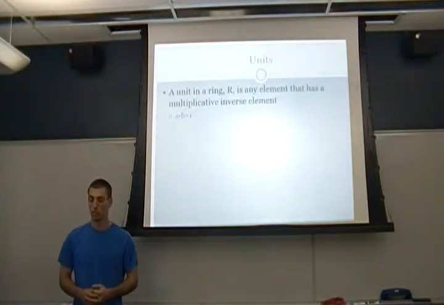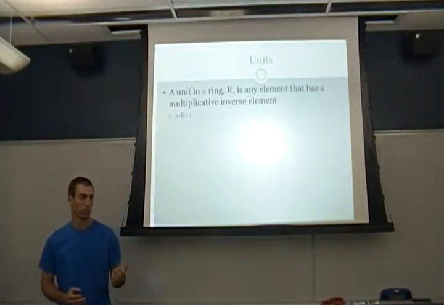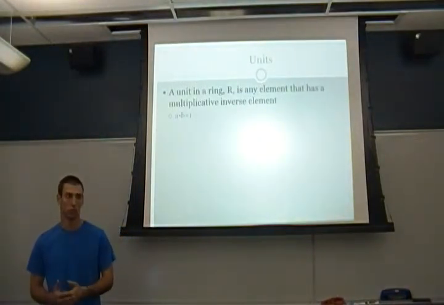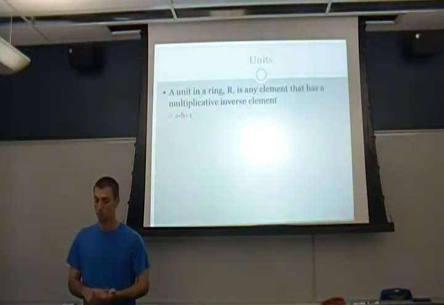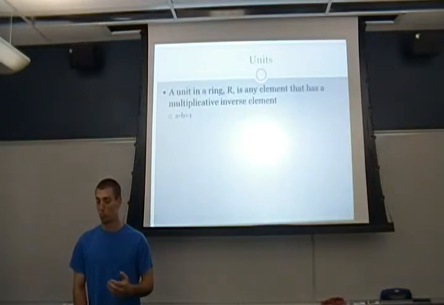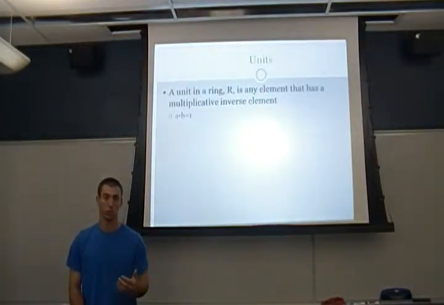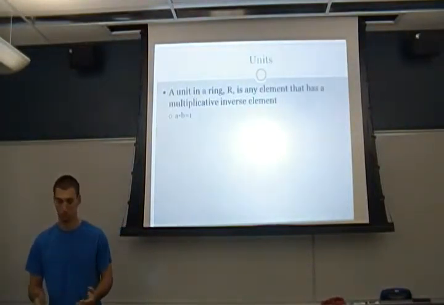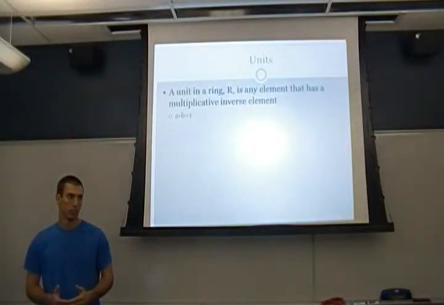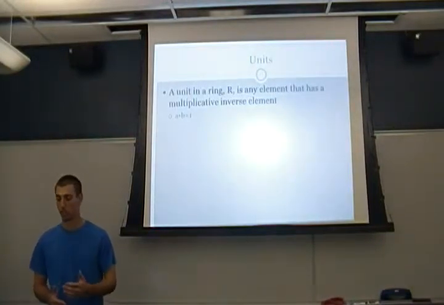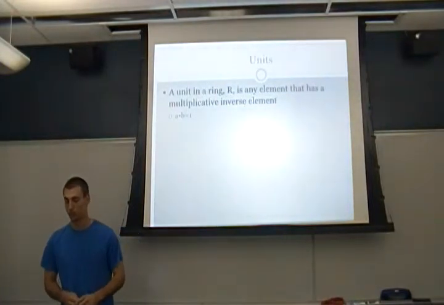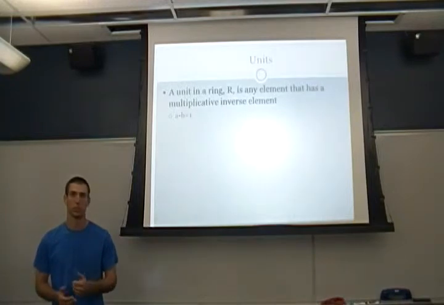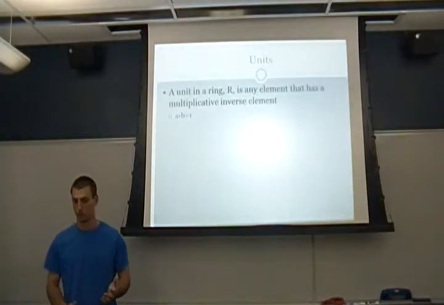A unit in a ring is any element that has a multiplicative inverse element. So as long as A times B equals 1, where both A and B are in that ring R, then those two elements are called units. 1 is a special type of unit, it's called unity. Certain people describe 1 as the unit, some people describe it as unity, so it's a little confusing at times. But we're going to refer to any element with a multiplicative inverse as a unit and 1 as unity.